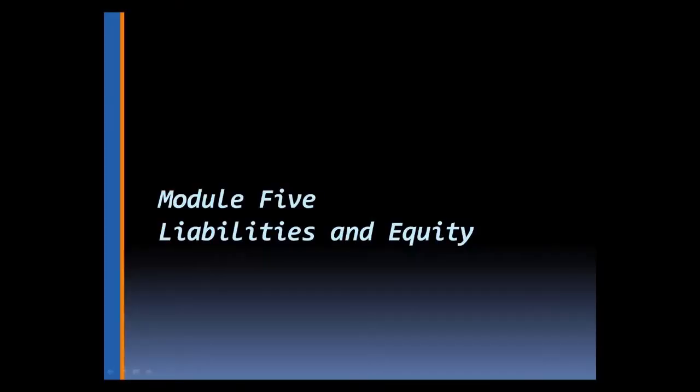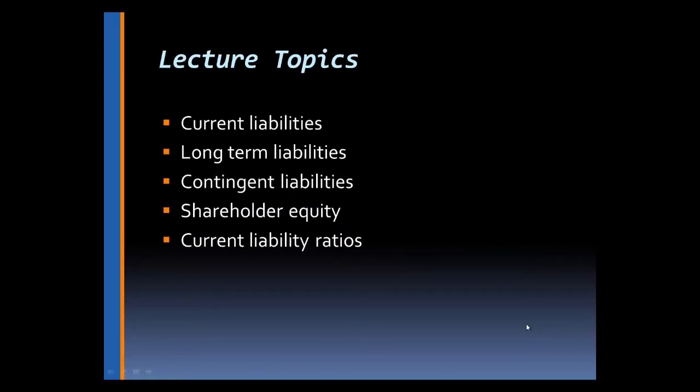Module 5 deals with liabilities in the equity section of the balance sheet. So we'll be talking about current liabilities, long-term liabilities, contingent liabilities, shareholder equity, and we'll also be looking at some current ratio relative to accounts payable and wages payable.